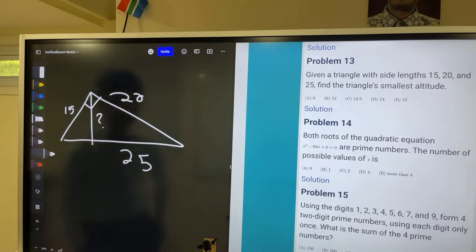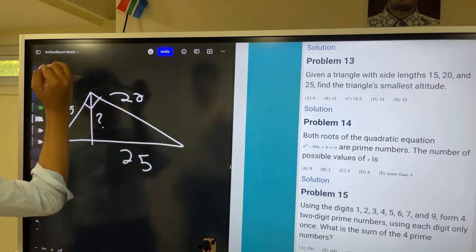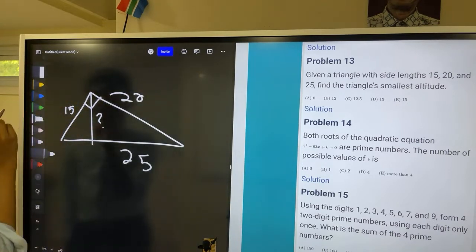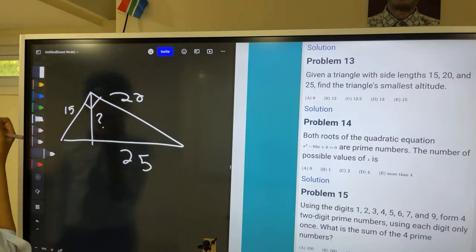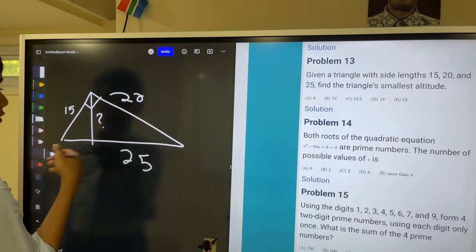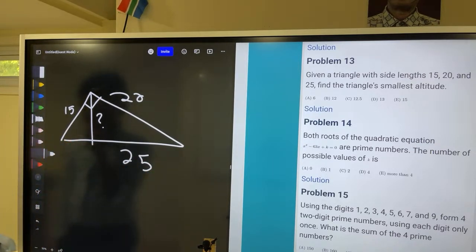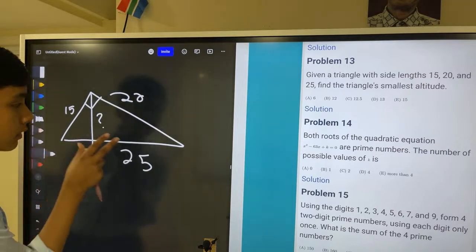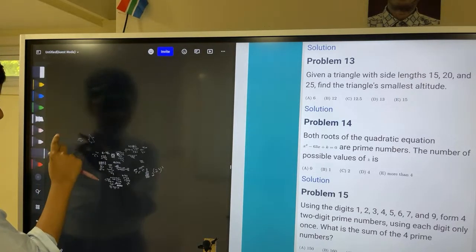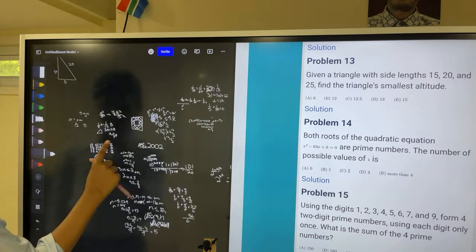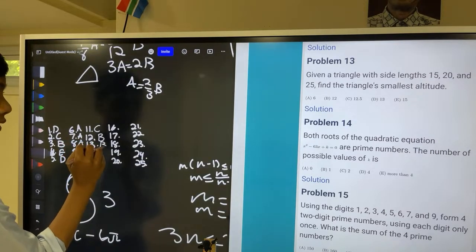So these two have to be similar. So 15 is going to act like the hypotenuse of the new triangle. So we just have to multiply it by 4 over 5. So 12. B. Alright.